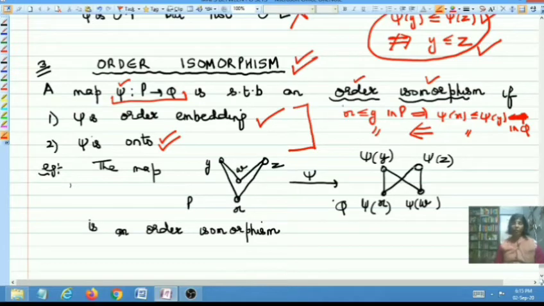If a map is an order isomorphism, then it is order preserving because the first condition is satisfied, and because the second condition is satisfied, it's an order embedding map, and because the third condition is satisfied, it's an onto map. So this means order isomorphism has the maximum of all conditions.